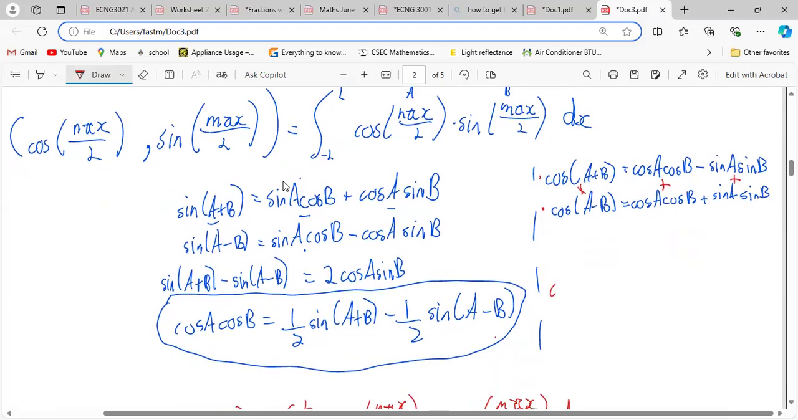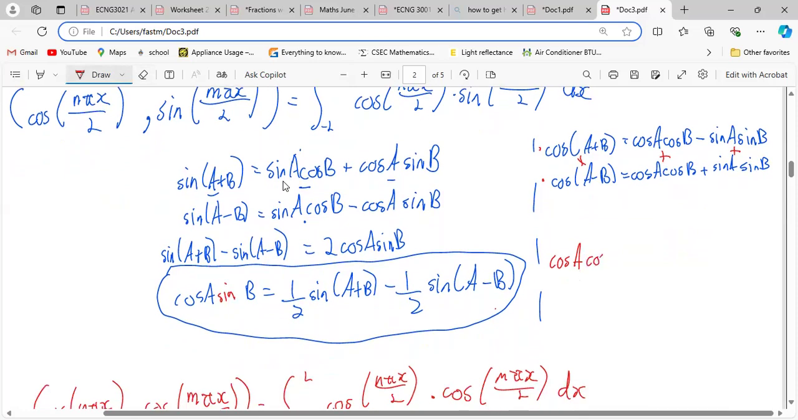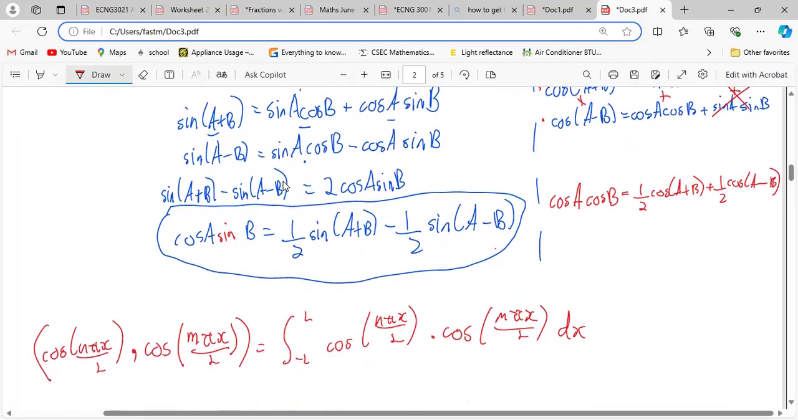So this should just end up being cos A, and it's supposed to be sine B here, not cos B. Yeah, right. So cos A cos B, whatever we want with this, is equal to a half cos A plus B and plus a half cos A minus B. Right? So the trick is if it's a cosine, there's a minus in the middle, and if it's cos, a plus.